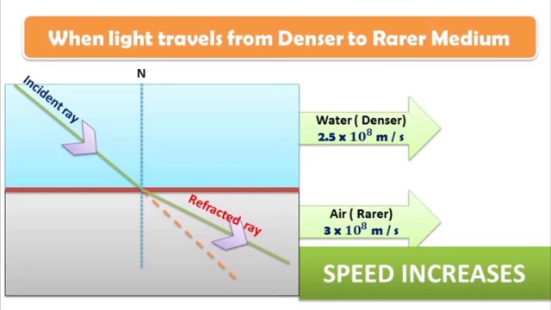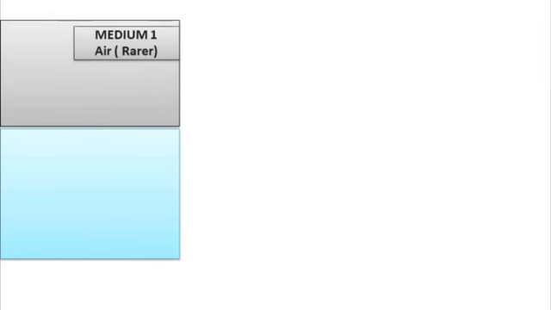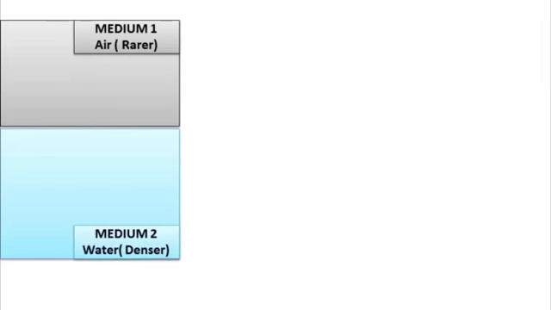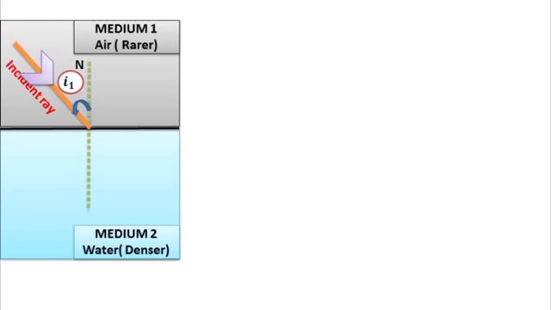Now let us take two mediums. Let one medium be air and another medium be water. We know air is a rarer medium and water is a denser medium. Let an incident ray travel from air to water at an angle of incidence equal to I1, and the ray bends towards the normal at an angle of refraction equal to R1.